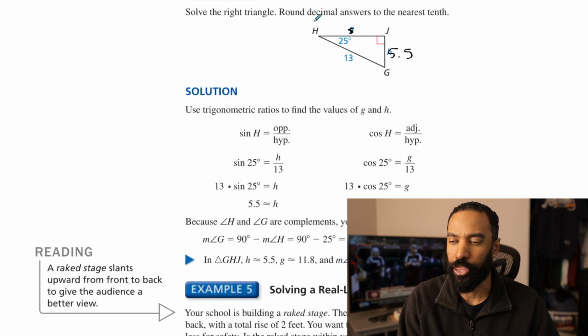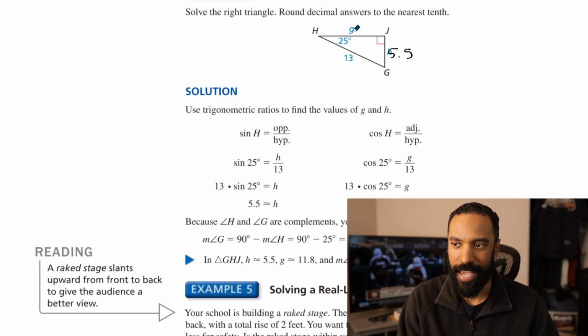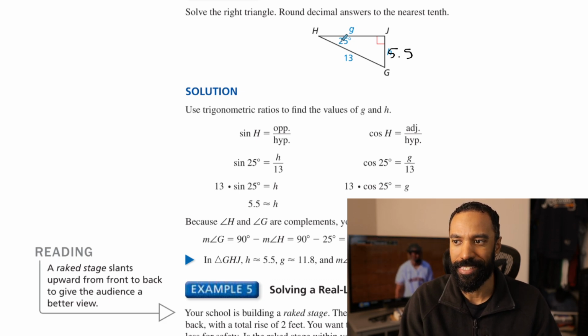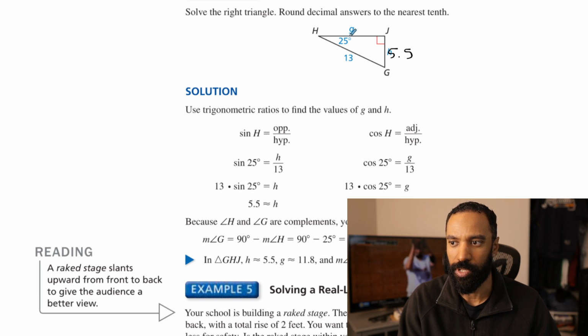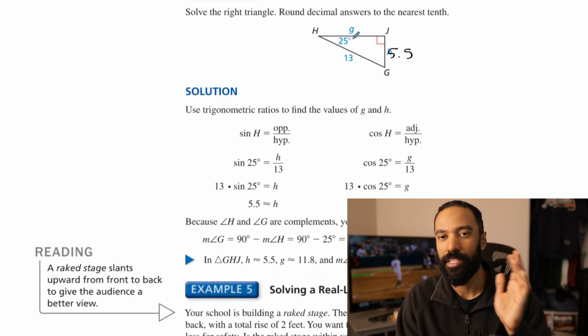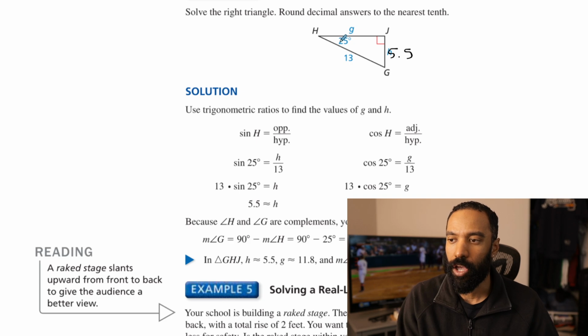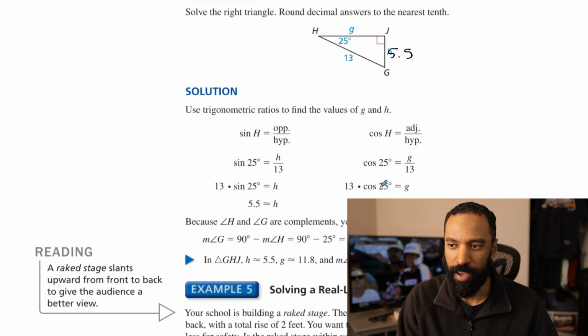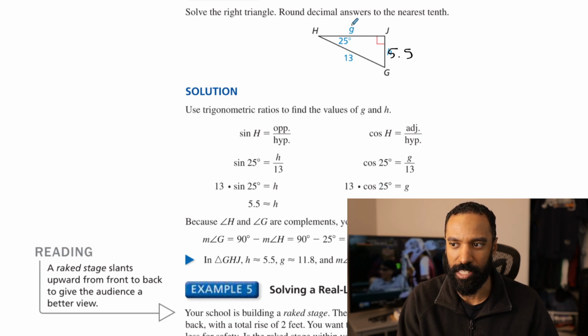Could I use Pythagorean theorem now to find g? Yes, but 5.5 is a rounded value, so I'd rather not use that. Instead, go with exact values only, which means I also wouldn't want to use inverse tangent. Instead, I'd want to use cosine. Cosine of 25 is g over 13. Multiply both sides by 13, you get 13 times cosine of 25, which is 11.8. And it makes sense that's the bigger value because of reasons.